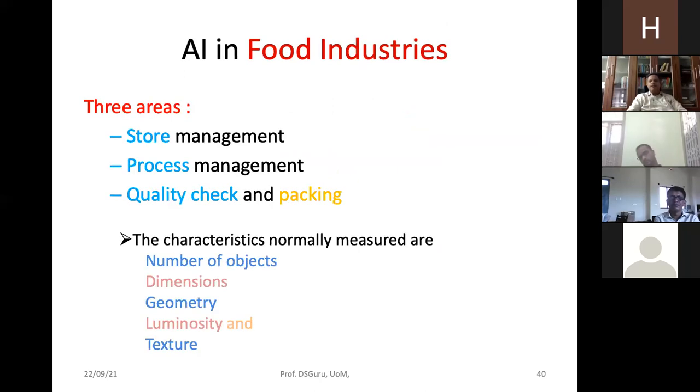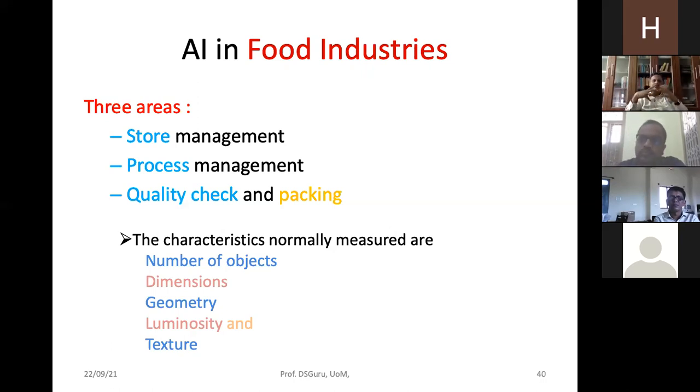So in food industries, CFTRI is now looking for this. Last week, I had a meeting with CFTRI scientists where we wanted to launch a new project in collaboration with my research laboratory.